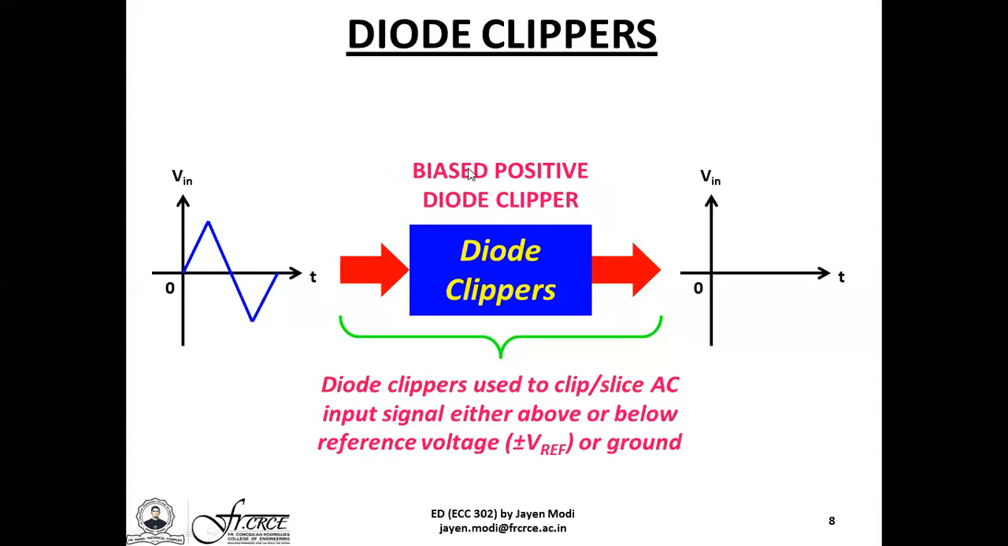We have the biased positive diode clipper. In certain applications, it is important that we do not remove the entire half cycle, but only a small portion of it. To dictate this, we need a DC reference voltage source inside the clipper circuit. That is why bias clippers come into the picture. Depending upon the DC reference voltage level, these clipper circuits help us control how much of the AC input signal cycle we want to clip or keep.